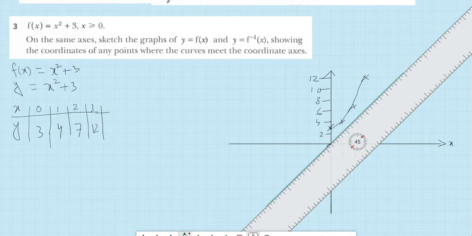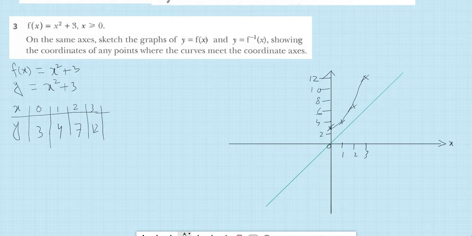This is our mirror line, and this is the graph of f(x). Now, it's time to draw the graph of its inverse. Very easy. Just reciprocate these points. This is (0, 3), which becomes (3, 0).